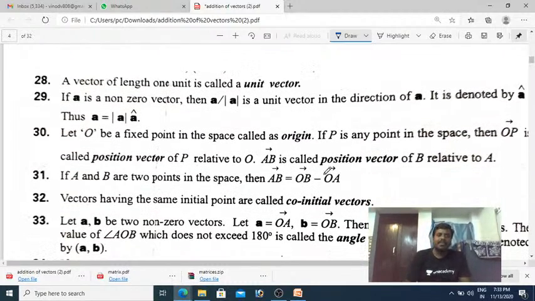If a is a unit vector of length 1 unit, that is, for a vector a its length mod a is 1, then this a is called a unit vector. a is a unit vector.